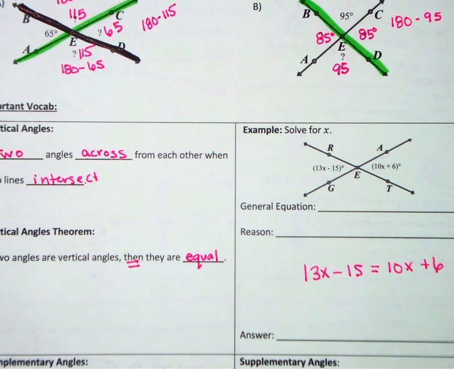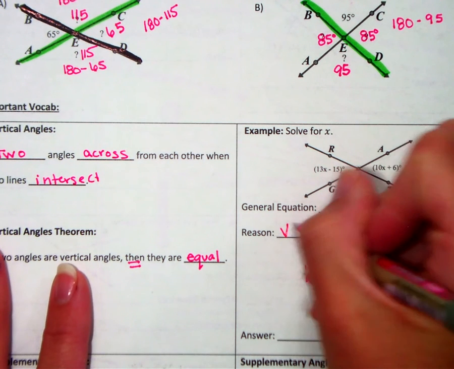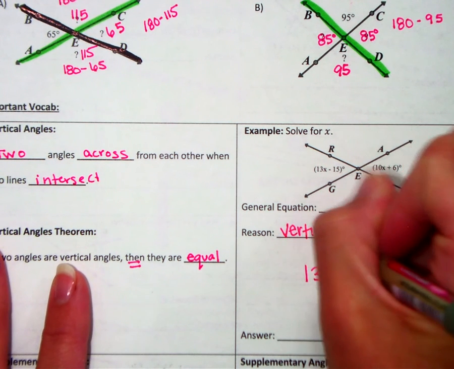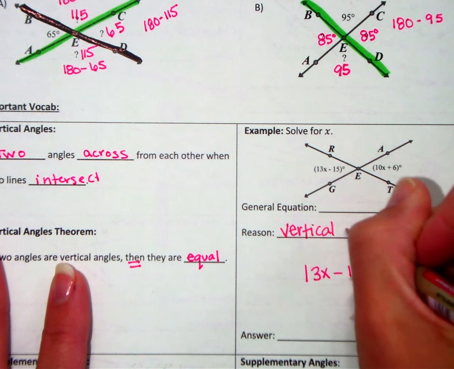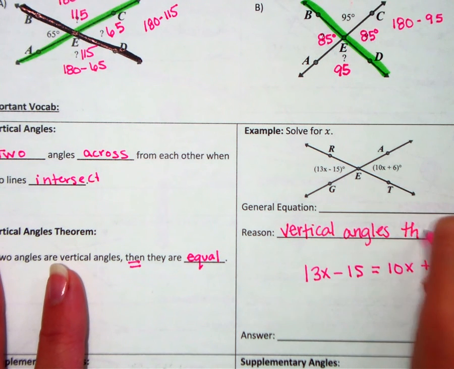I'll slide that over for you. Okay, so then we would solve that. Our reason here is I see that these angles are vertical angles. That's a theorem.